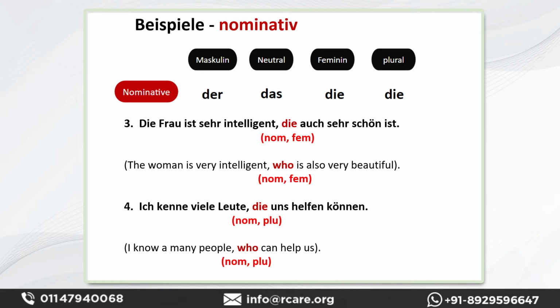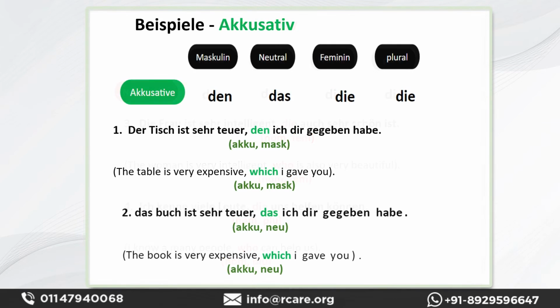Let's look at the next example, which is in accusative case. Der Tisch ist sehr teuer, den ich dir gegeben habe. The table is very expensive, which I gave you. In the first sentence I'm mentioning the table which is expensive, but in the second sentence I've mentioned that I gave you the table. I am the subject because I am doing the work. But what did I give you? I gave you the table. So the table is accusative here. It is the object.